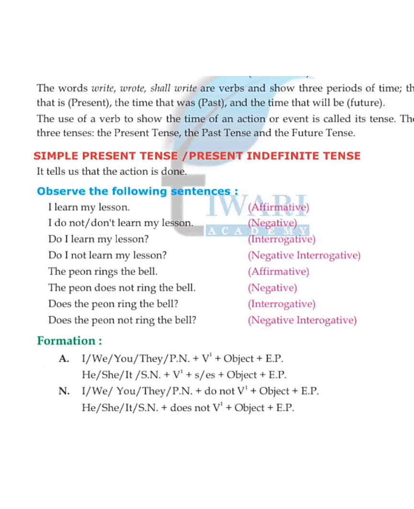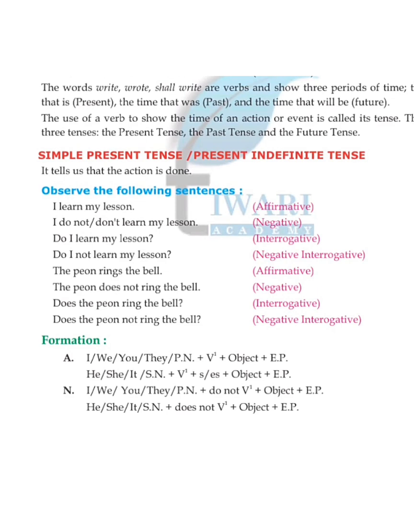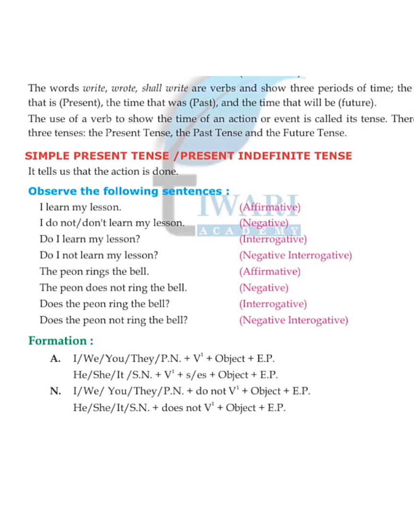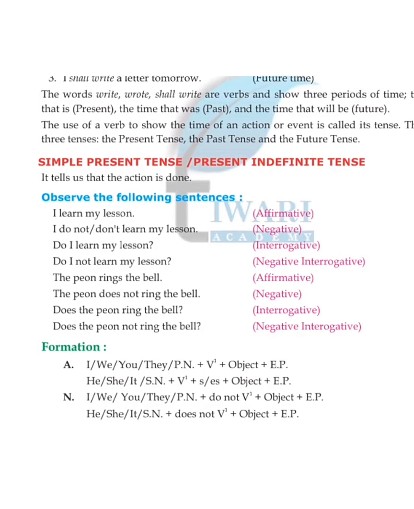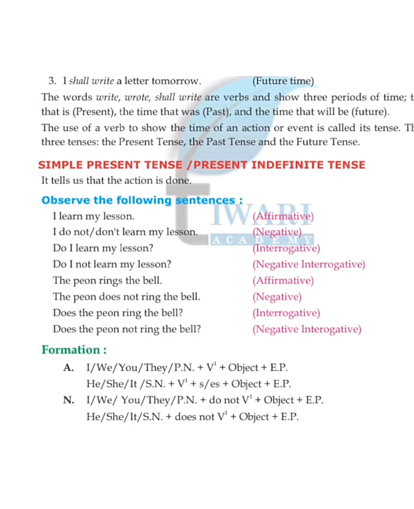So the formation is given here: I, we, you, they. So here in the present negative case there is the verb first form. Okay, he, she, it, then the verb first form, and then s or es according to the subject. I, we, you, they: do not. So we have to use do not with I, we, you, they, and with he, she, it we have to use does not, then the verb first form, then the object.